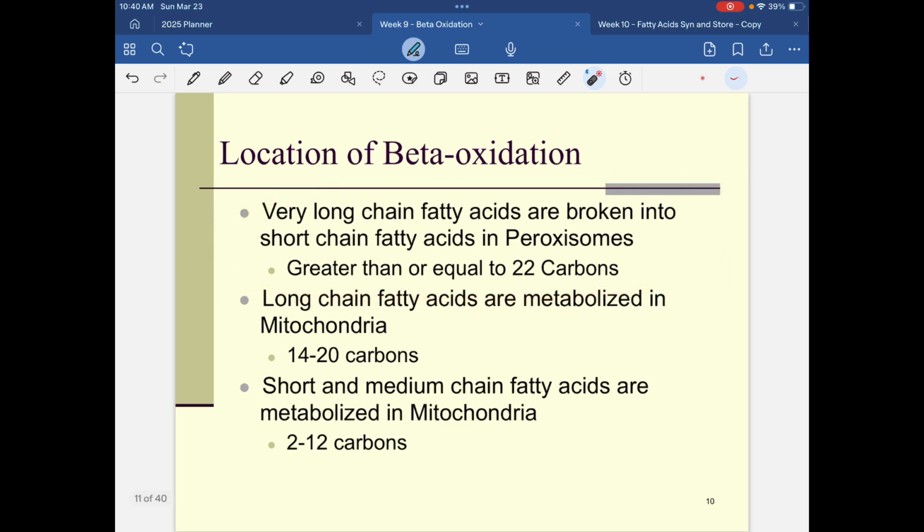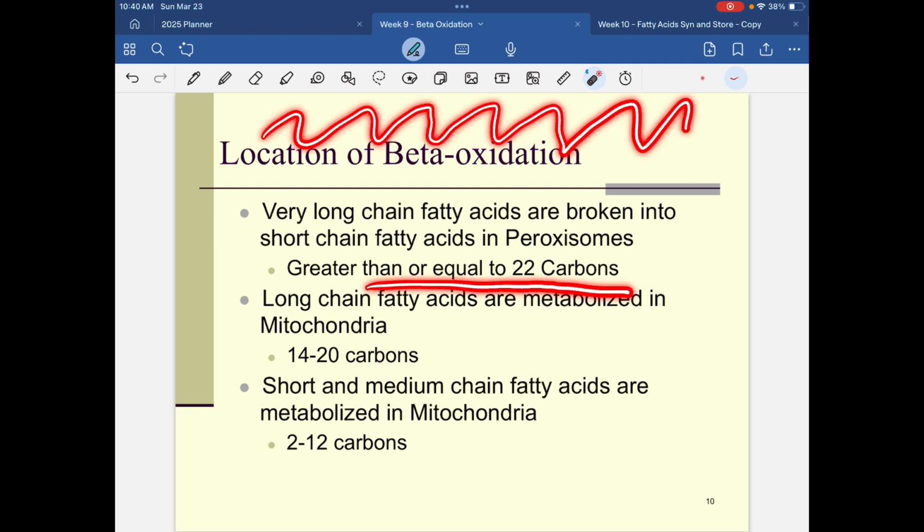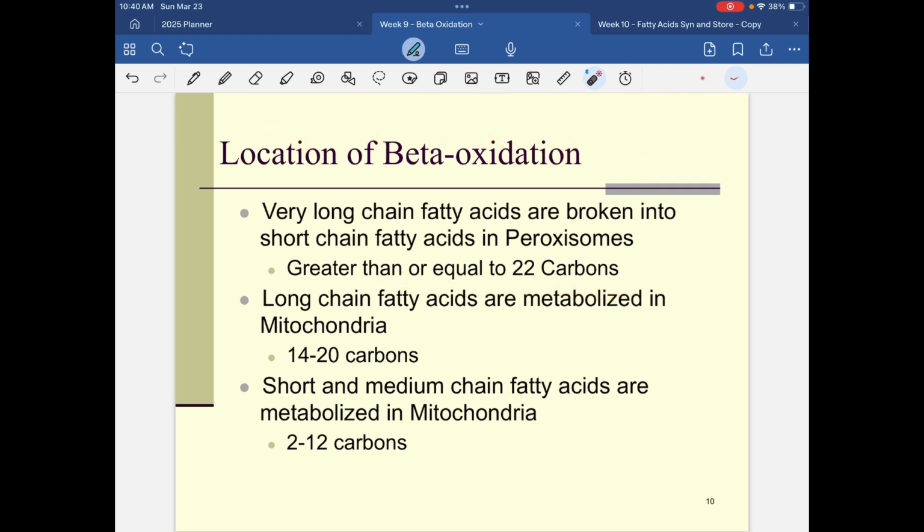We sometimes have very long chain fatty acids, and that's exactly what it sounds like. Those chains are just very, very long, greater than or equal to 22 carbons. They are not going to go to the mitochondria. They're going to go to peroxisomes. So peroxisomes, think back to cell physiology. They're an organelle that essentially has hydrogen peroxide in them to help break down substances in our cells. So this is going to be where our very long chain fatty acids go. Think of this as an exception to the rule that fats are broken down in the mitochondria.